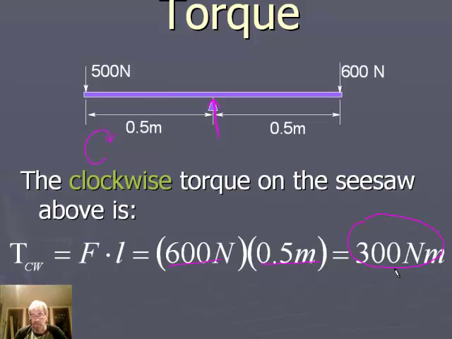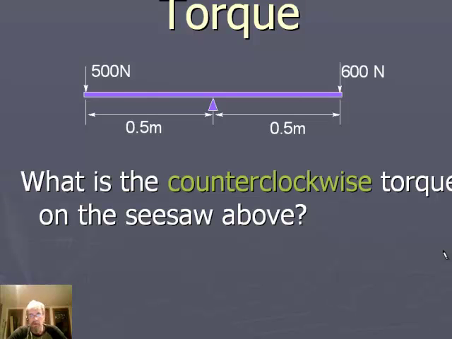You notice that the units on torque are force times distance, so it would be Newton meters. In the English system, the traditional U.S. units is pound feet, but it's often said backwards, foot pounds. And if you're into cars and trucks and motors, you probably have heard foot pounds being thrown around as a measure of torque before. Well, you try this one. What's the counterclockwise torque on the seesaw? Stop the video and give it a try.